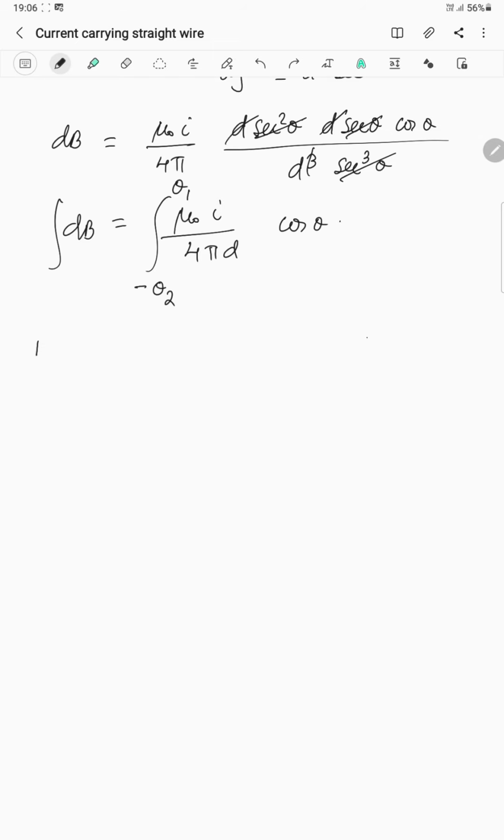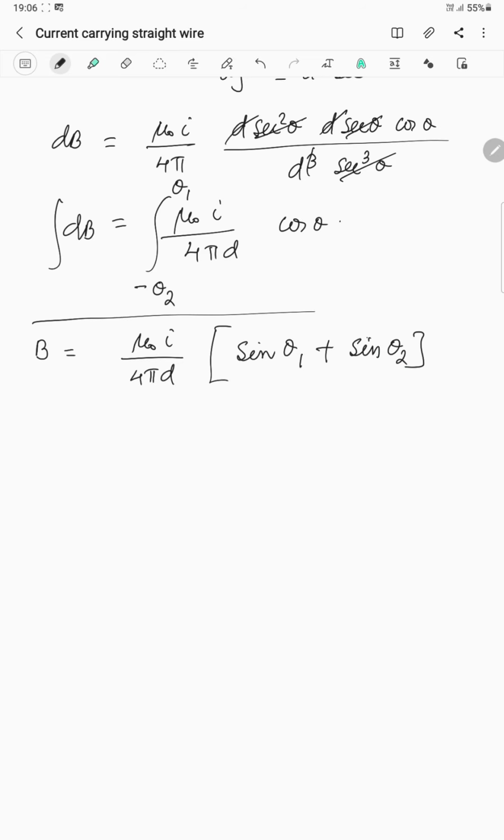So let me find out this expression. B will be how much? Mu naught I by 4 pi d, that is constant, that will come out. Now integration, cos theta, integration will be sin theta. We have to put the limits. So sin theta 1, then minus, sin minus theta 2. So that becomes minus sin theta 2. So minus minus becomes plus, so plus sin theta 2. So this is the expression for the magnetic field. Okay, magnetic field of a straight current carrying wire.